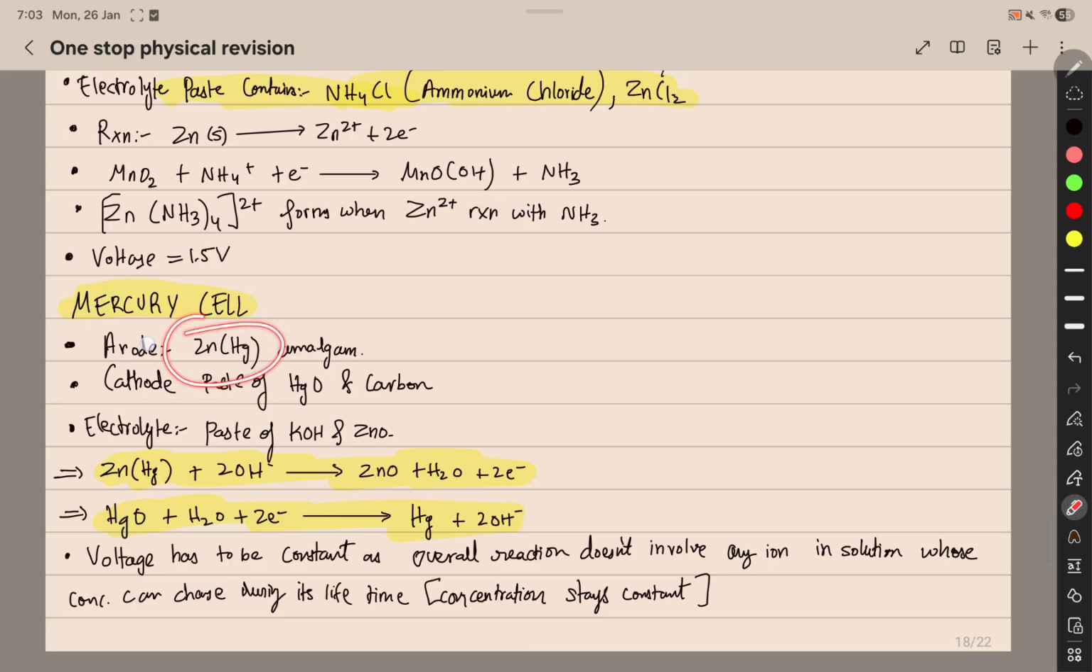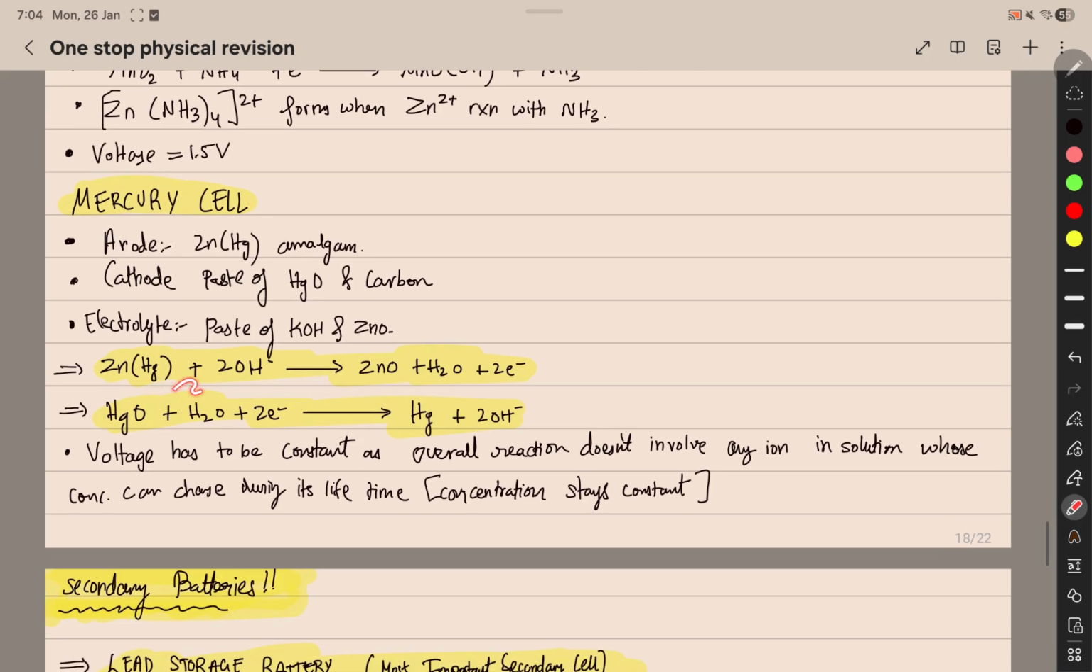Then you have the mercury cell, which has a zinc-mercury amalgam, and the cathode is a paste of HgO and carbon. The electrolyte is a paste of KOH and ZnO. So for the reactions, HgO is actually the cathode. Carbon is just there, I told you.